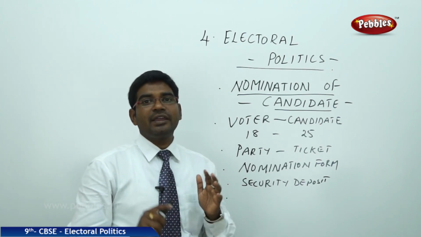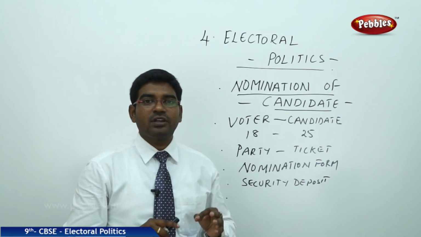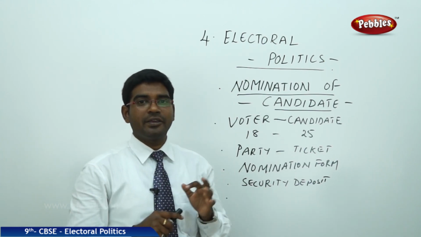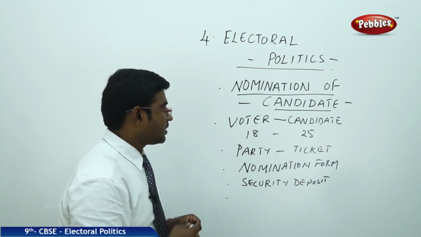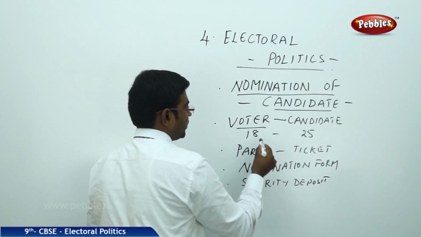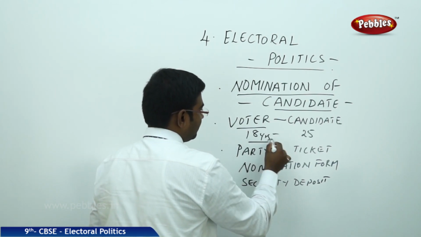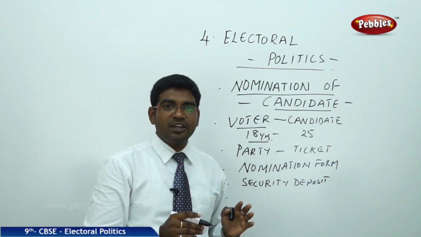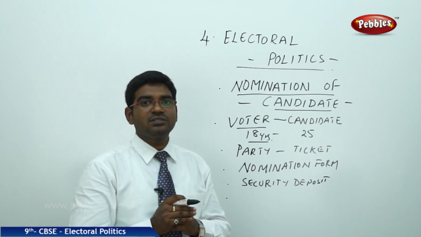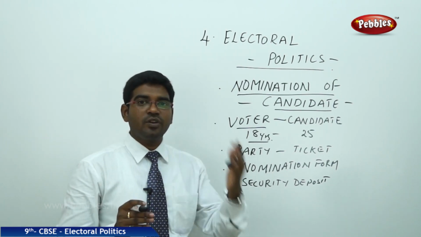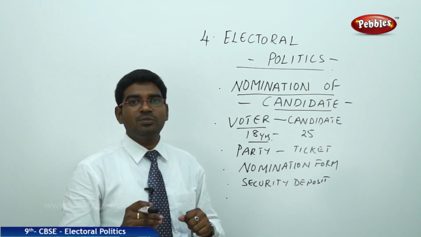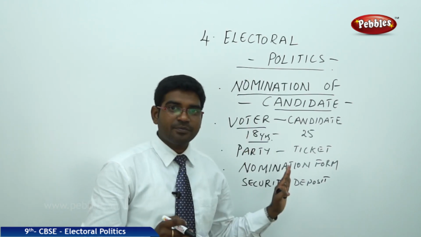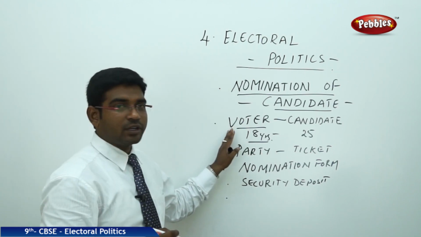Who can be a candidate? Any voter can be a candidate. There is a small clarity required here. Any individual can become a voter when he attains 18 years of age, whether he is an educated person or an uneducated person, whether he is going to a college, whether he is going to a job, whether he is doing any other business or whatever it may be, if he is having 18 years of age, then he can become a voter.